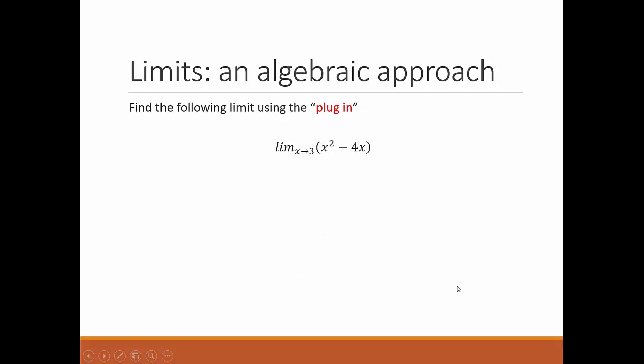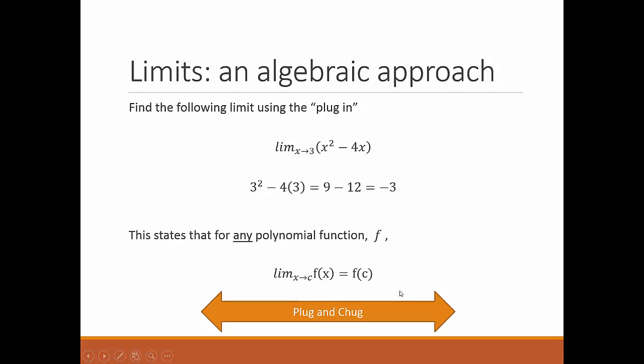Now again, if you can just simply plug in the value, then plug it in. There are times you cannot plug in the value: dividing by 0, taking negative square roots, things like that. But what this tells you is for any polynomial function, the limit of f of x as x approaches c is just simply plugging in that value of c.